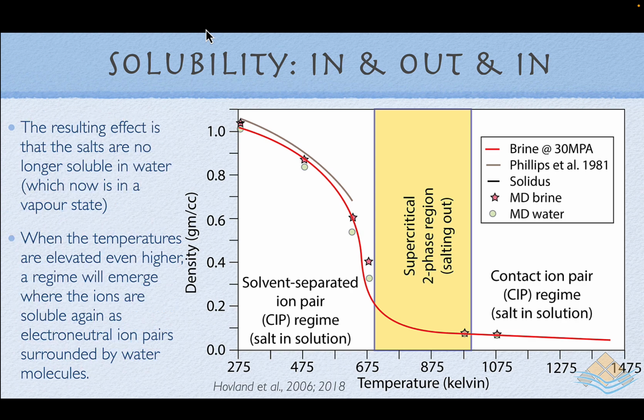Those salts are no longer soluble in the water, which is now in a vapor-like state where all three phases coexist. If we move into temperatures which are even higher, beyond about 950 to 1000 degrees Kelvin, or 720 to 750 degrees centigrade, the regime emerges where once again those ions become soluble, once again as electroneutral ion pairs surrounded by water molecules. So this is a Goldilocks field where conditions are ideal for the flashpoint.